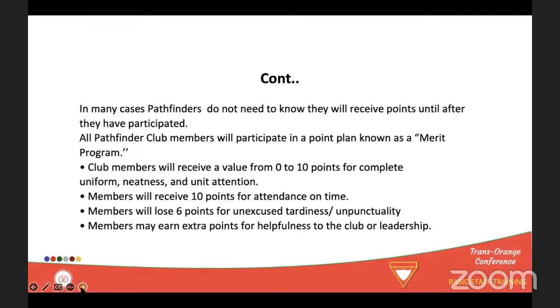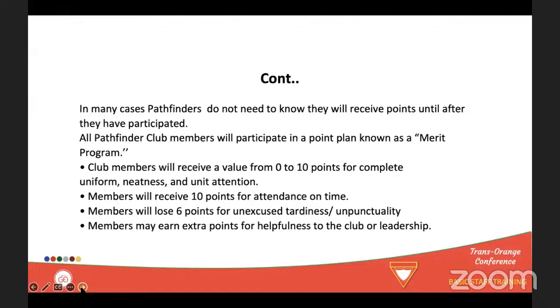In many cases, Pathfinders do not need to know they will receive points until after they've participated. The reason they don't need to know is so that they are always at their best behavior, always on time, always aiming higher. Not because today we were told there's going to be an award, then I'm going to be punctual. It must be a habit. It must be a lifestyle.